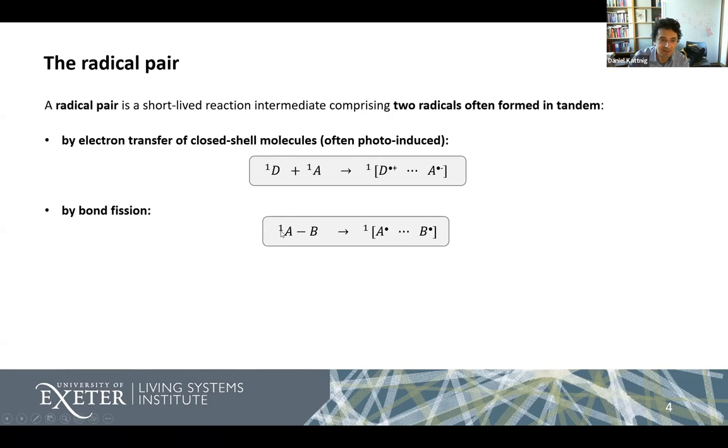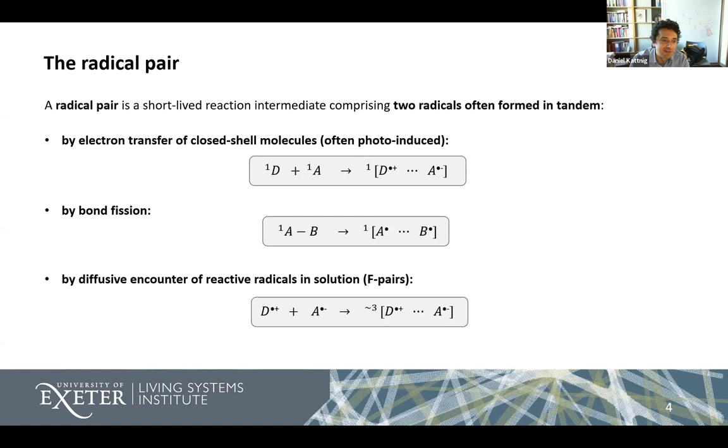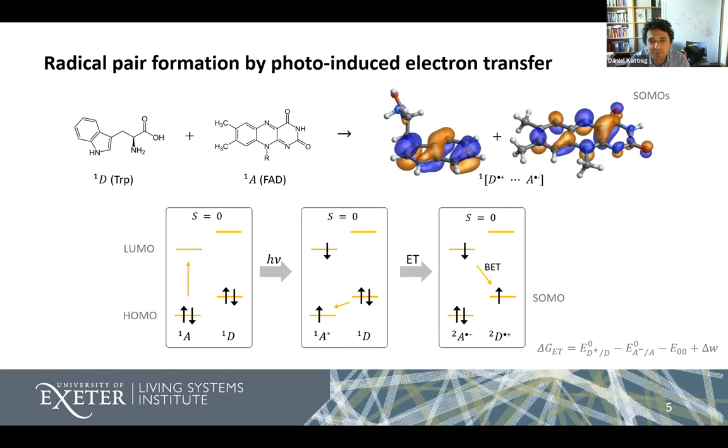And then eventually, radicals can also diffuse around in solution, and they can randomly encounter. And if this happens, we form what is called an F pair. And these F pairs behave very much like triplet-born radical pairs, as I'm going to discuss later. This is just a simple illustration of such a photo-induced electron transfer process, this time happening between FAD, this molecule here, which absorbs light in the blue and lower wavelength spectral region, and tryptophan.